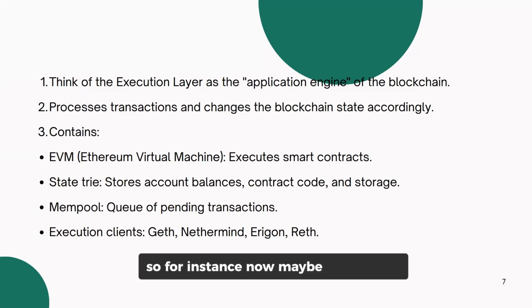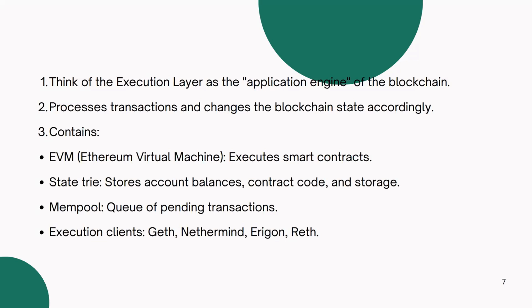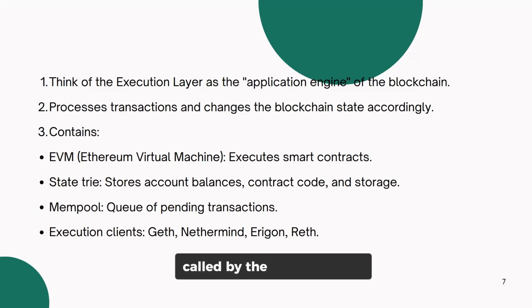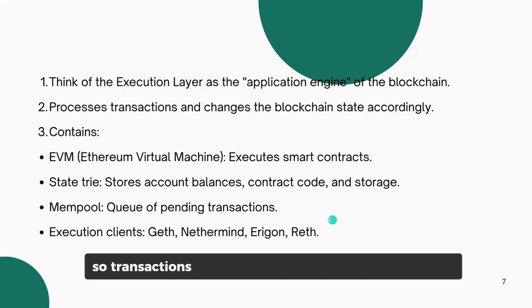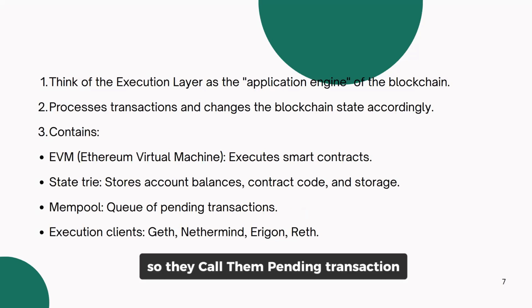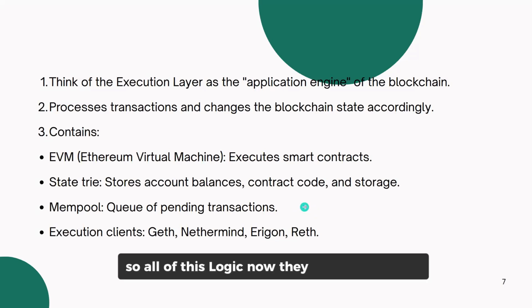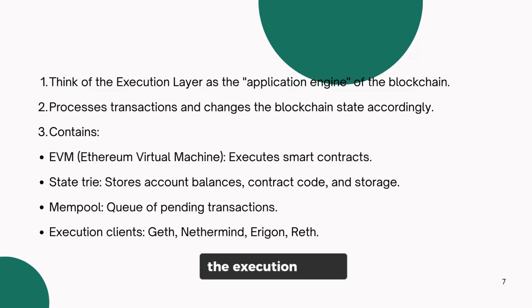So, for instance, maybe there is traffic in the network. These are instances where transactions are stored in the mempool before they are called by the consensus client, before the consensus client will lay demands on those transactions or validations. So transactions are temporarily stored in the mempool, and they are called pending transactions. All of this logic is found within the execution client.